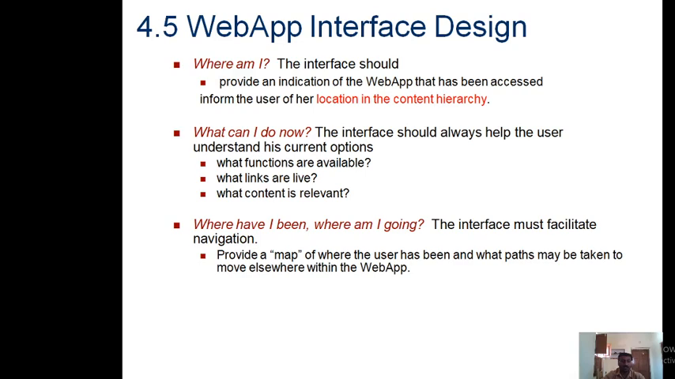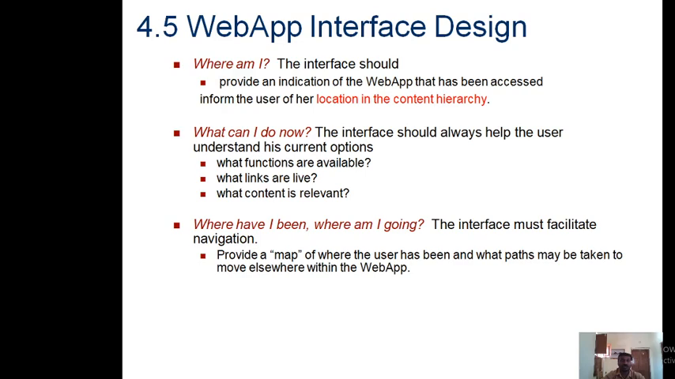Before entering into that, when you want to develop an interface for web applications, we must know the answers to these three questions. The first one is: where am I? That means when you are developing an interface for web applications, that interface must inform the user where he is, the location in the content hierarchy. That must be given in the question called where am I. That is the first question.